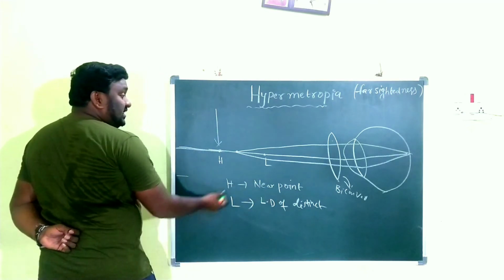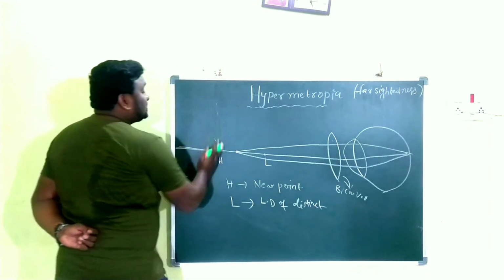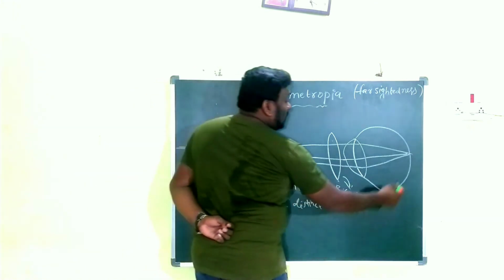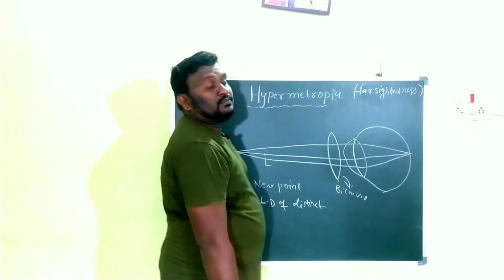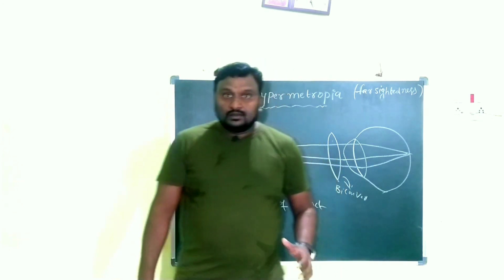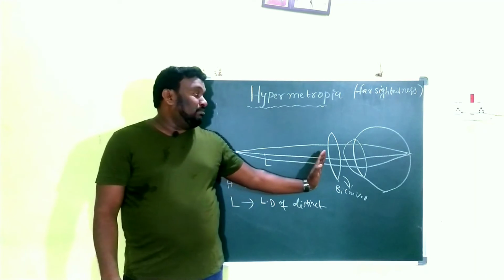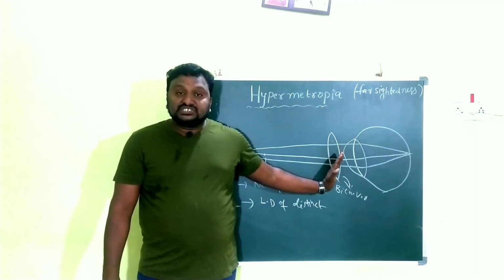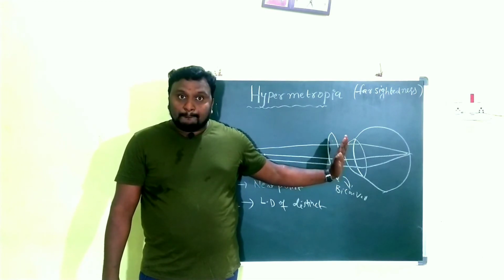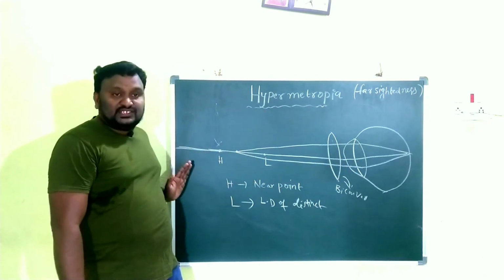So then obviously the image formed by the double convex lens acts as the object for the eye lens. Then it can form the image on the retina. That's the phenomenon here. Children, got my point? When the object lies between H and L, we are using the biconvex lens. This biconvex lens can make the image just beyond H, or at H, or beyond H.